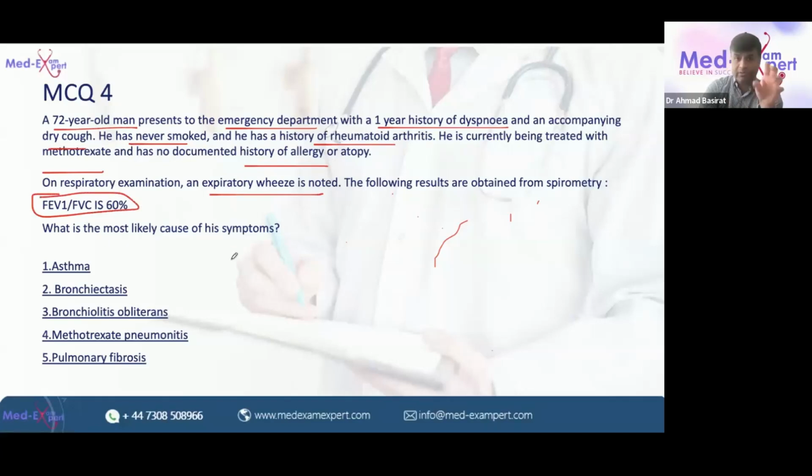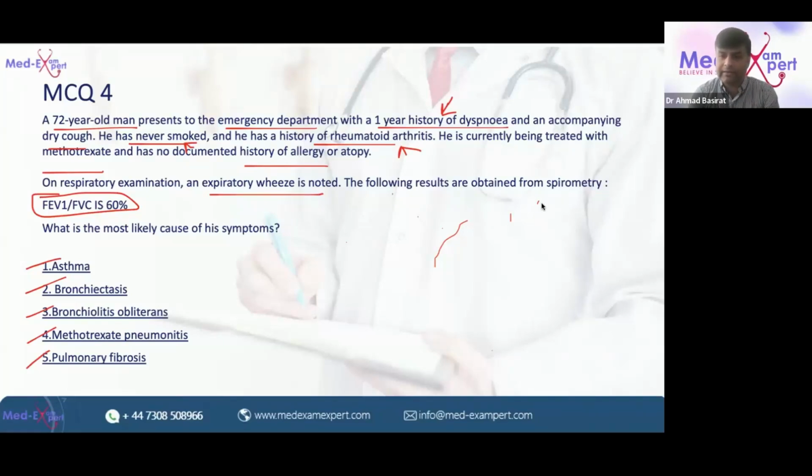The key things in this MCQ I'm already picking out are rheumatoid arthritis, a 1 year history of dyspnea, and he's a never smoker. Okay, so they're the key things. The options are asthma, bronchiectasis, bronchiolitis obliterans, methotrexate pneumonitis, and pulmonary fibrosis. I'll give you a minute and we'll go through the answers then.